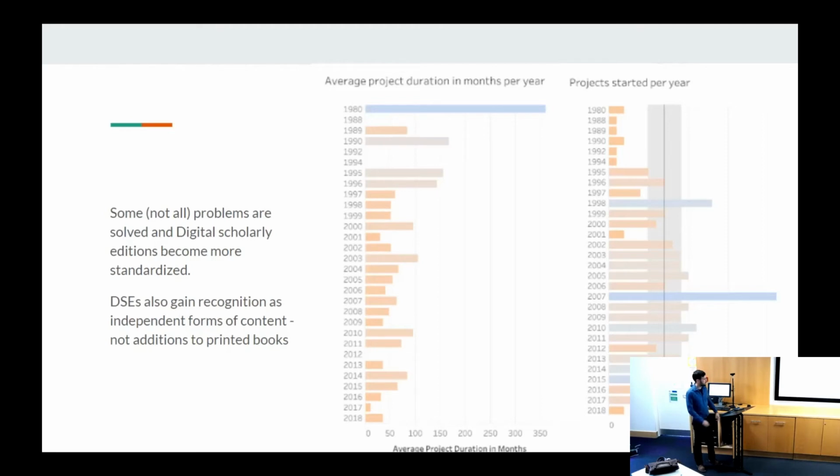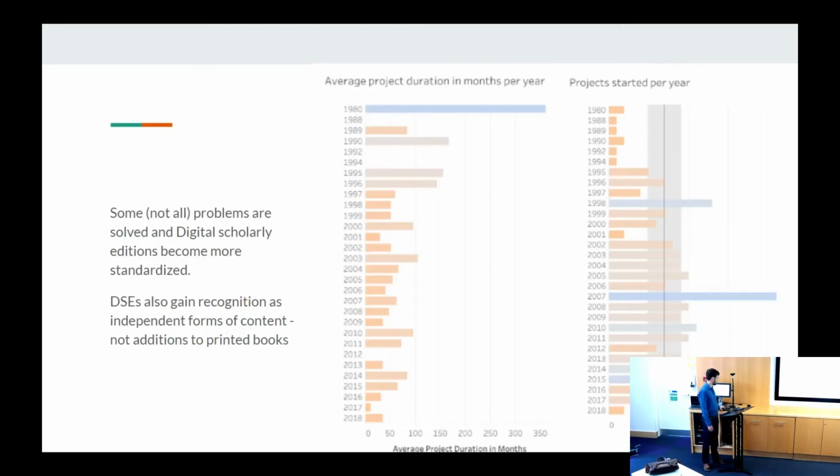Additionally, digital scholarly editions also gain recognition as independent forms of content, not just additions to printed books. So it's no longer the case that you would make your edition in book form, and then say, okay, now I'm also going to do the same on a CD-ROM, just because. So it starts to shift a little bit, that those new tools and methods become more appreciated, and the digital scholarly edition turns into an independent form, and even sometimes is seen as the primary or the best form to present content with.